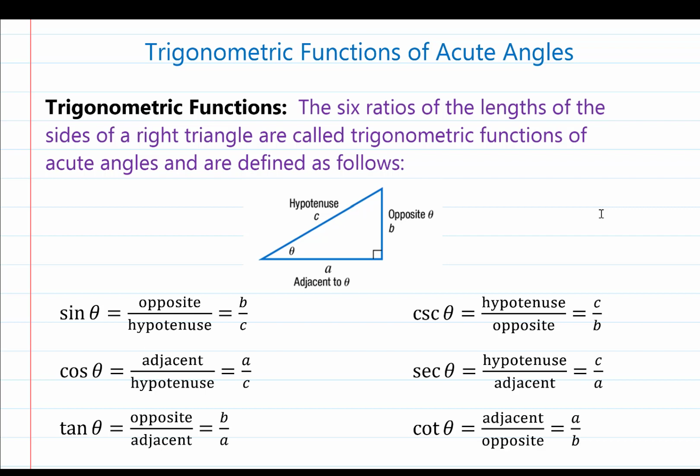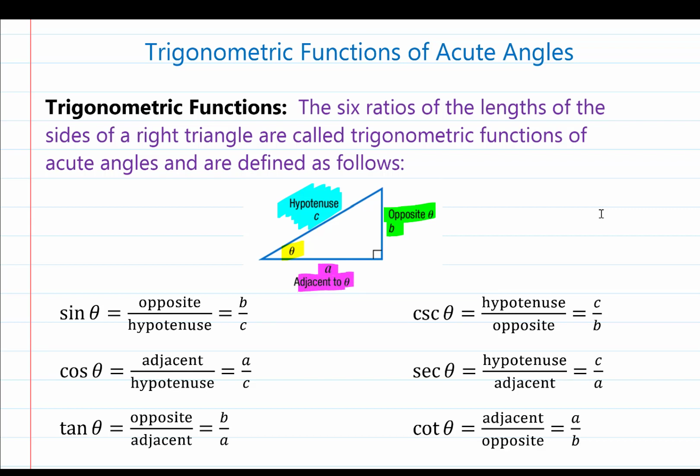So first, theta is labeled as the bottom left-hand vertex of the triangle, and the side that is across from theta is considered the side opposite theta and is labeled with the variable b. The side that is always opposite the right angle is the hypotenuse and labeled with the variable c. And finally, the side that also makes up angle theta in addition to the hypotenuse is adjacent to theta and is labeled with the variable a.